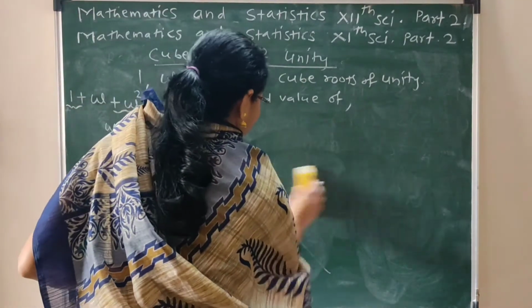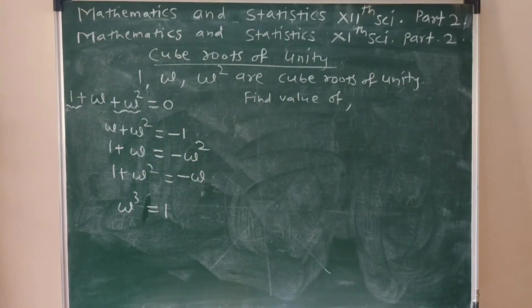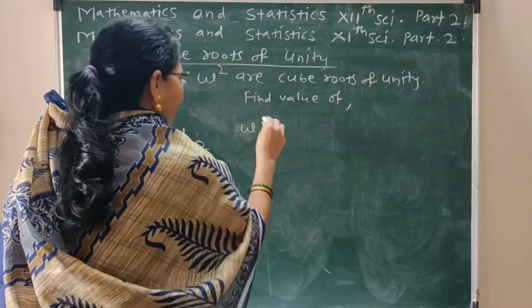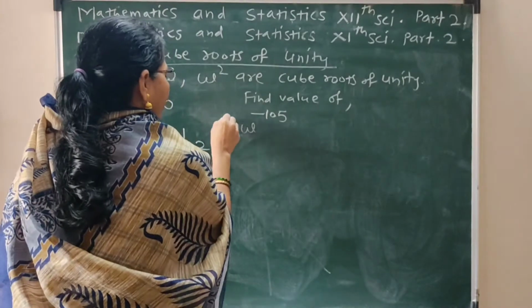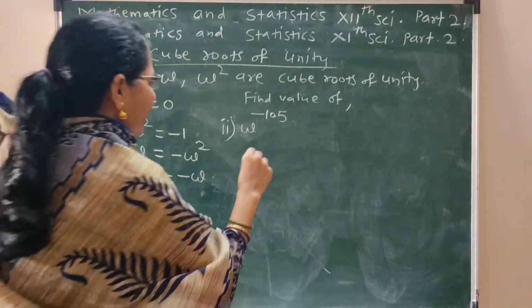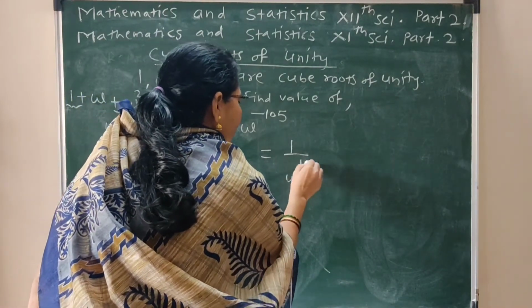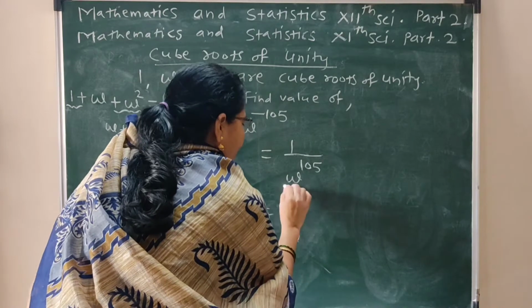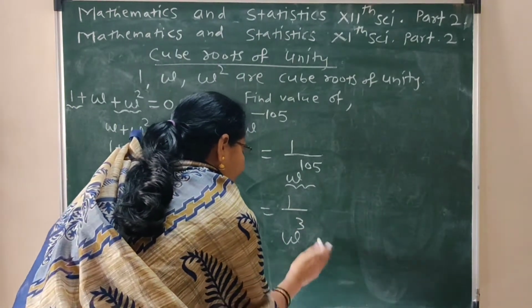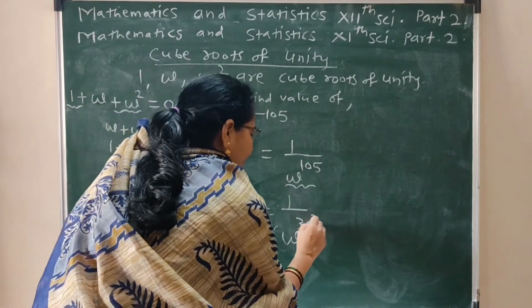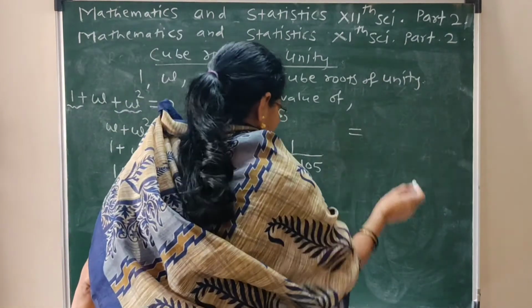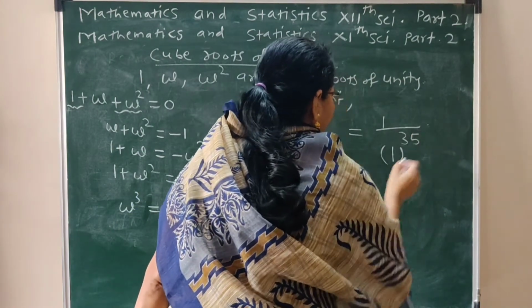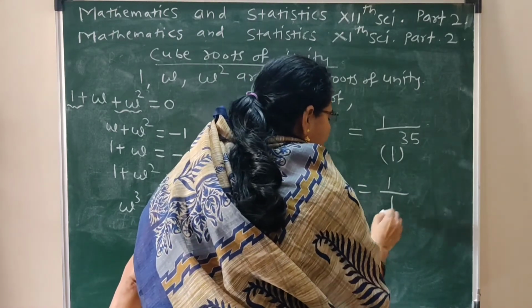Similarly, omega raised to minus 105 is equal to 1 upon omega raised to 105. This becomes positive. 1 upon omega raised to 105, written in omega raised to 3 form. Divide by 3: 1 upon omega raised to 3 is 1, raised to the index 35. 1 upon 1 with any index value is 1. Final answer is 1.